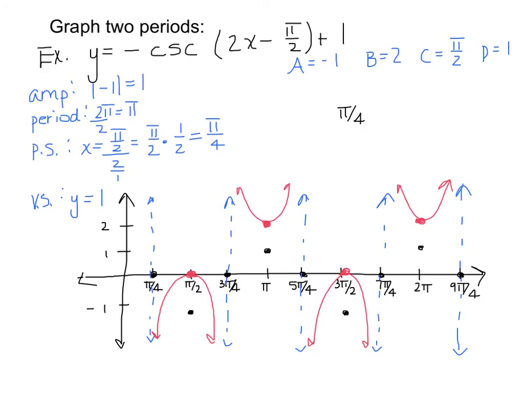And same thing with secant. If it's negative, your U will be upside down. And that's it.